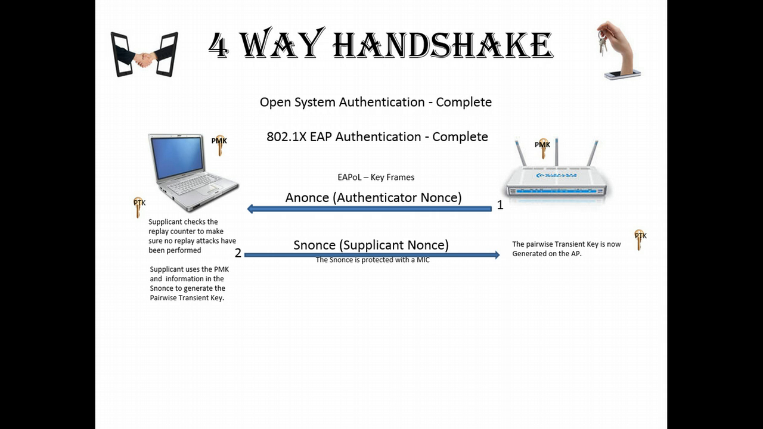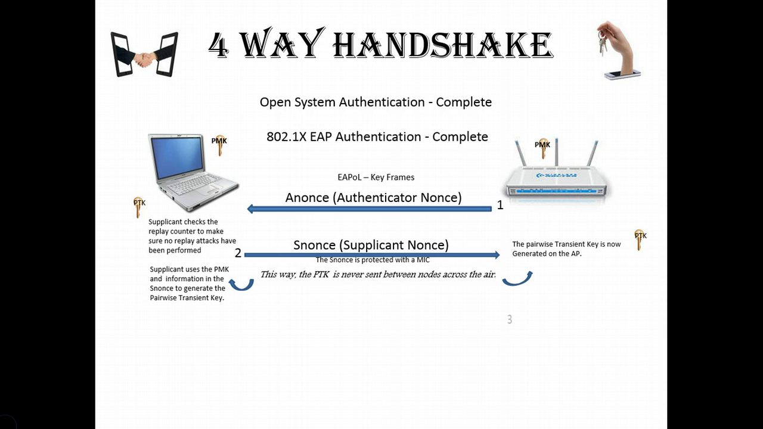Now the two devices share the same pairwise transient key to encrypt and decrypt unicast traffic between the two, and it never passed across the airwaves, and this is very important to understand. This key was not sent through the airwaves to be tampered with. It was generated on both sides.